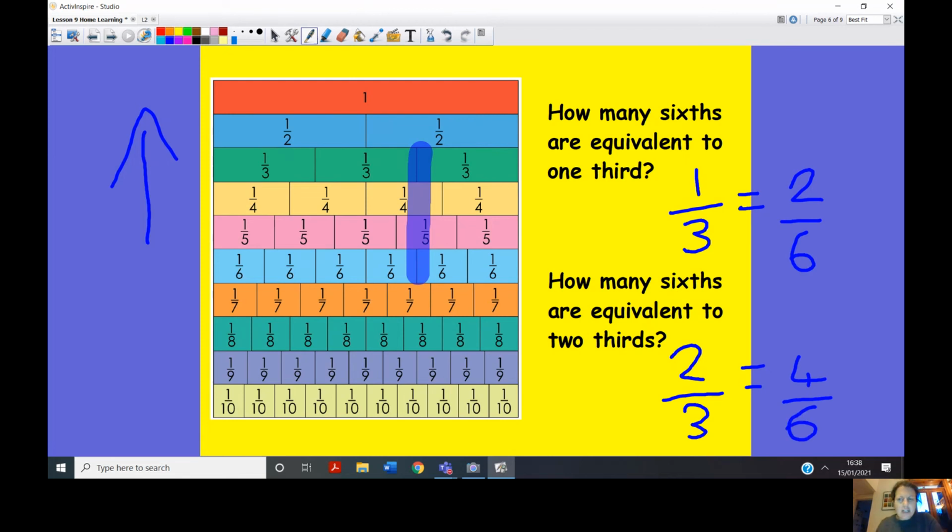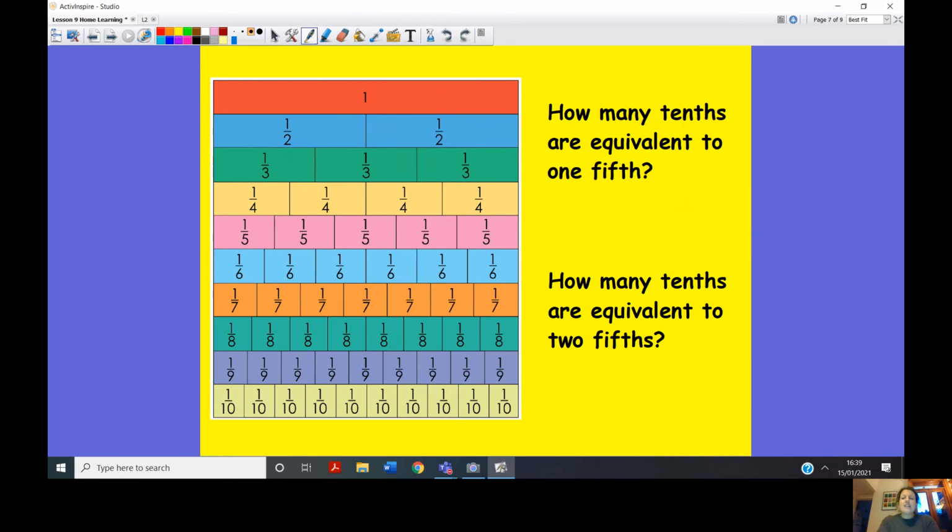Have you spotted a relationship between some of these numbers yet? Or could you work that out using the pattern? As I said, if you've worked it out, write it down on your independent task and upload it to Seesaw. Let's have a look at another example, because this is going to be the base of your independent task.